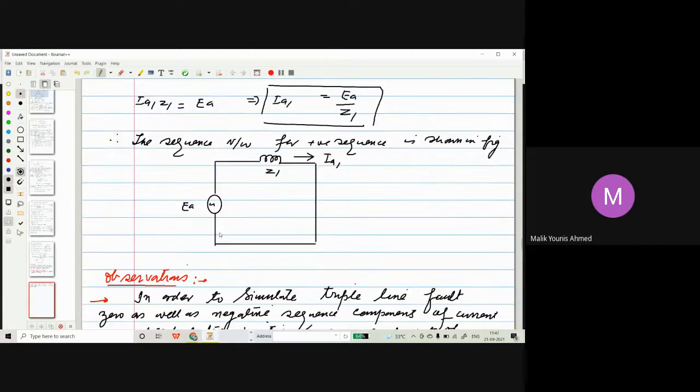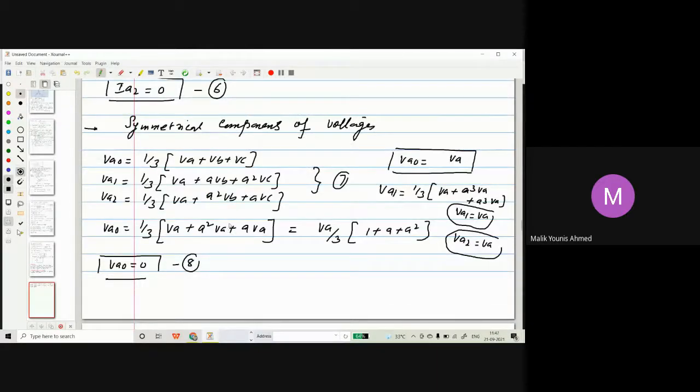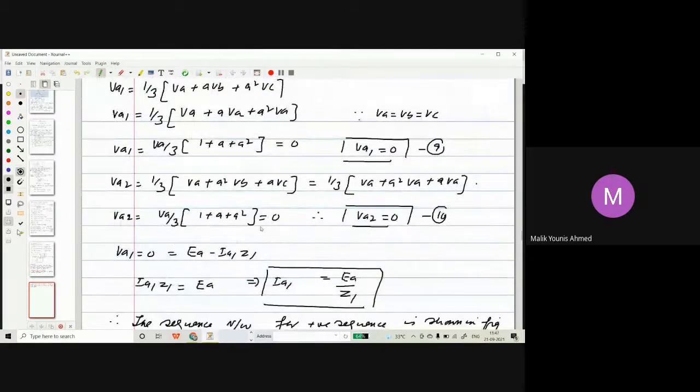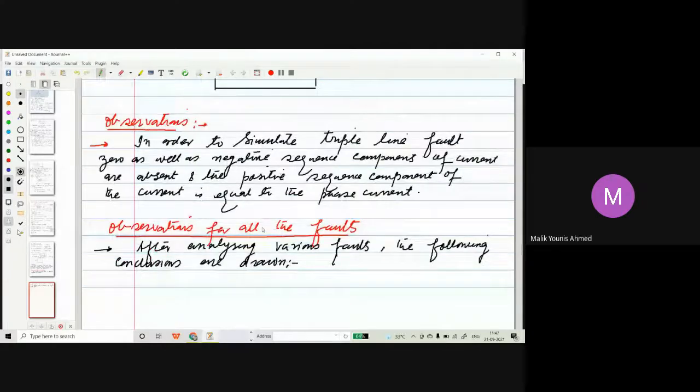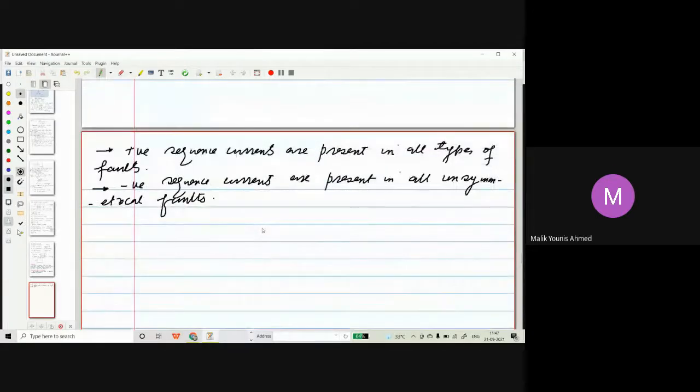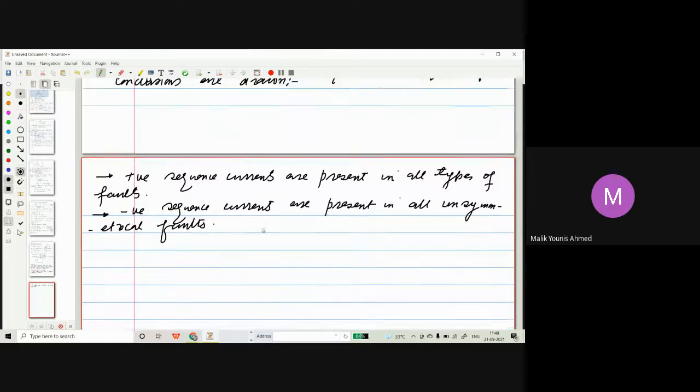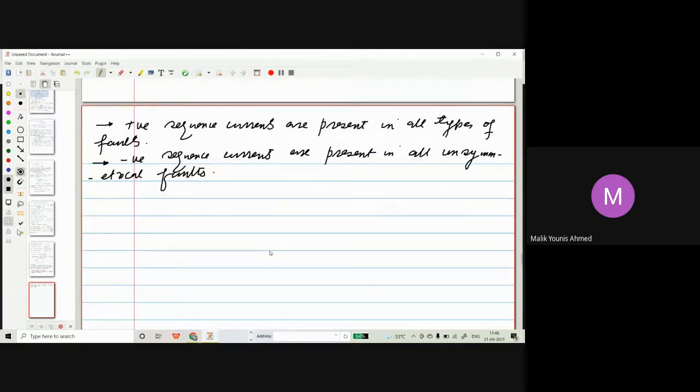This was a symmetrical fault. You can see positive sequence is present, but negative sequence is not present. While if we are talking about the unsymmetrical faults, that is line to line fault, line to ground fault, double line to ground fault, all the unsymmetrical faults, negative sequence component of the current will be present. Positive sequence will be present whether it is a symmetrical or an unsymmetrical fault. But negative sequence component will be present in all the unsymmetrical faults, while it will be absent in the symmetrical faults. So this is conclusion number 2.